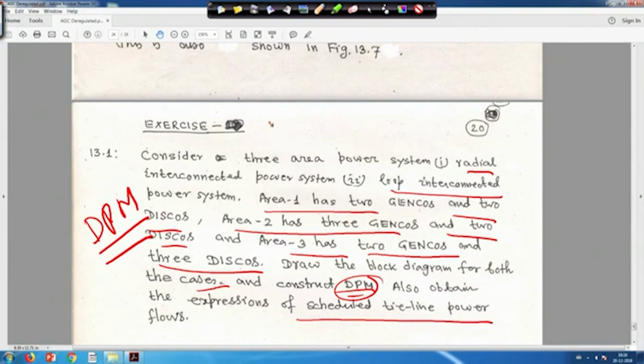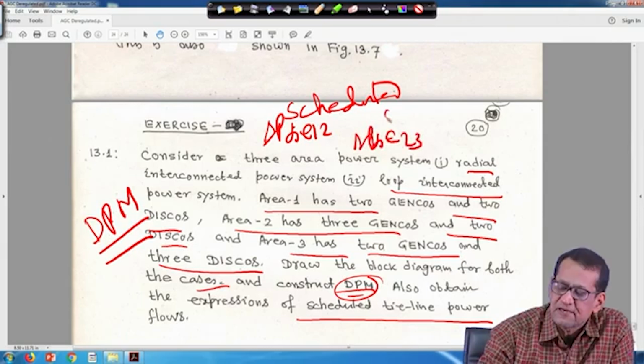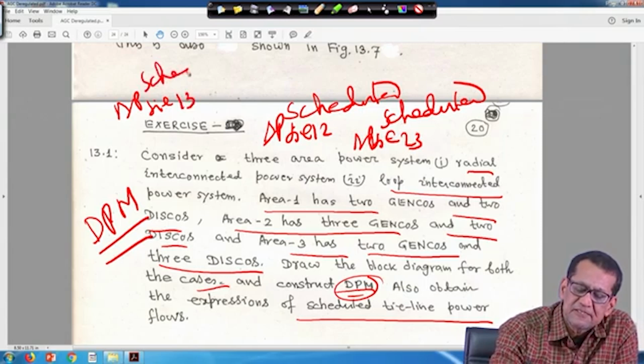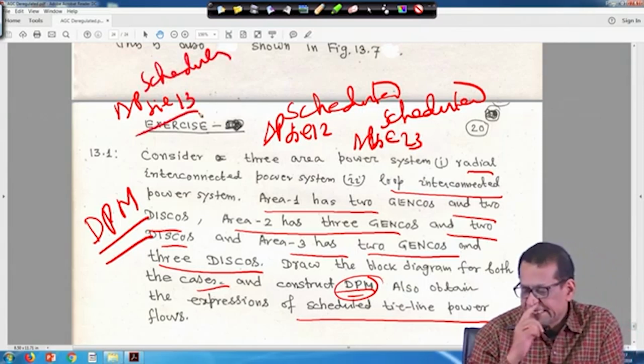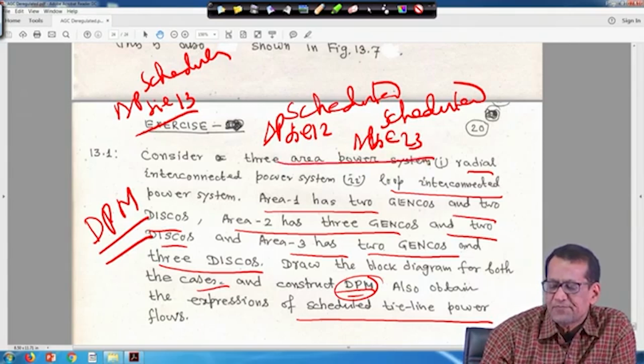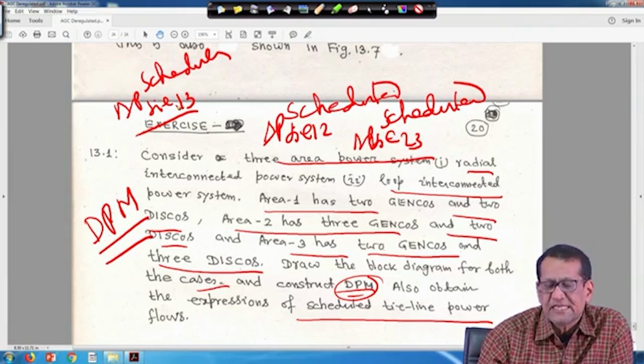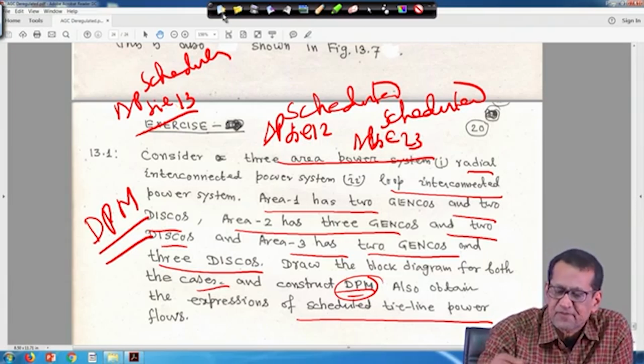That means, you will find out delta P tie 1 2 scheduled, delta P tie 2 3 scheduled, and then delta P tie 1 3 scheduled when it is a loop, right. When it is radial, delta P tie 1 2 and delta P tie 2 3. When it is a loop, you also find out delta P tie 1 3 scheduled, only the expression, right.